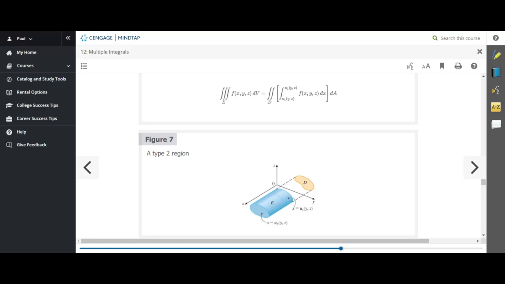Now, you see the dA, they've not talked about dA yet. dA could be either dy dz or dz dy, but you're integrating with respect to x first for that solid in figure 7. So the remaining two variables of integration are going to be y and z. But are you going to do dz dy or dy dz? Well, it depends on region D.